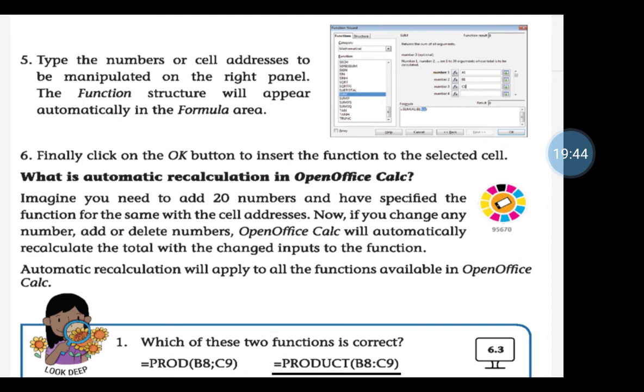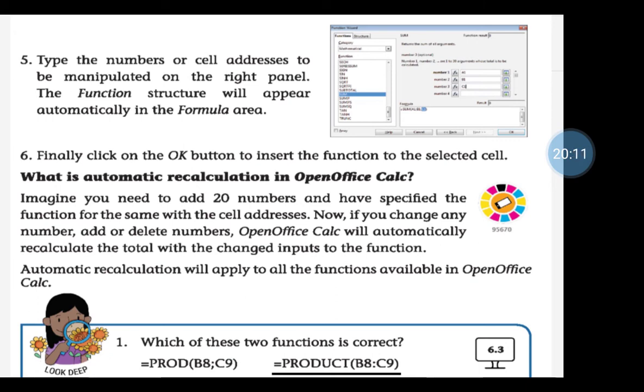Next, what is automatic recalculation in OpenOffice Calc? So here, imagine you need to add 20 numbers and you have specified the function for the same with the cell addresses. Now if you change any number, add or delete numbers, OpenOffice Calc will automatically recalculate the total with the changed input to the function.